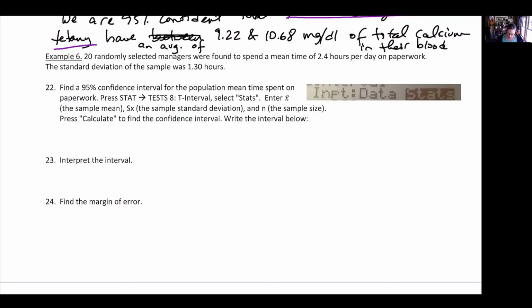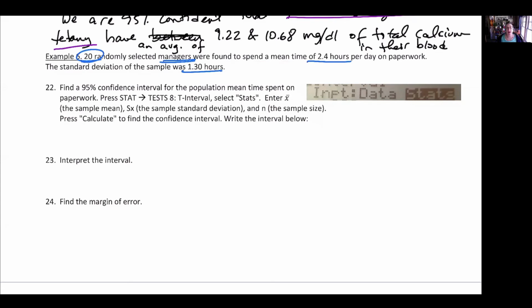Take a look at example 6 and see if you can pull out the population and the parameter, and make sure to notice, is it means or proportions that you're looking for? So we have 20 randomly selected managers were found to spend a mean time of 2.4 hours per day on paperwork. The standard deviation of the sample was 1.3 hours. Managers.